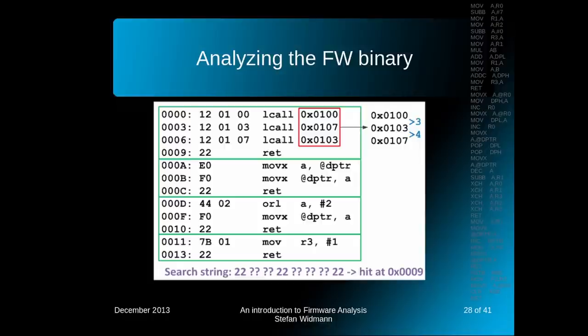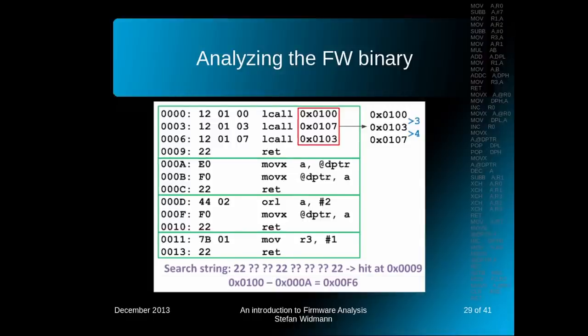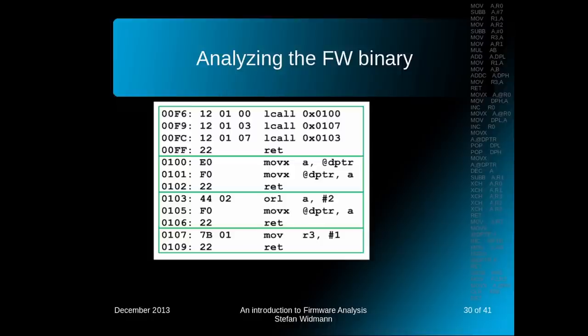But we do not want the address of the return. We want the address of the subroutine. So we are not using the 9. We are using the A. What we do is we take the original destination address 100, we subtract A, and we get the base address of our code example, which is F6. If we apply this newly found load offset to the code, and we adjust the offset, starting now at F6 on the left column, we see that all 3 subroutines now match. The call to 100, the call to 107, and the call to 103.